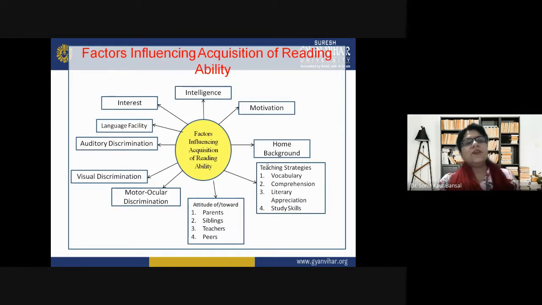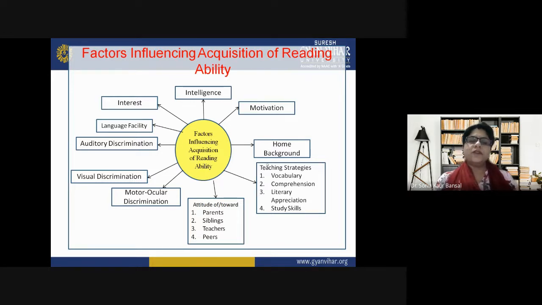Now students, have a look at the factors influencing acquisition of reading ability. How you are actually reading properly, how your reading ability is influenced. What are those factors? We can see that some of the students are doing wonderful reading and some are facing challenges in reading. Even a small paragraph, they face a lot of challenges. So this is something that must be taken care of, or factors must be recognized when we are talking about reading. First of all, intelligence.